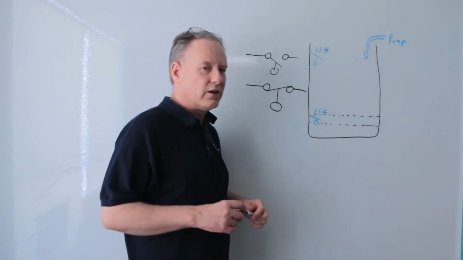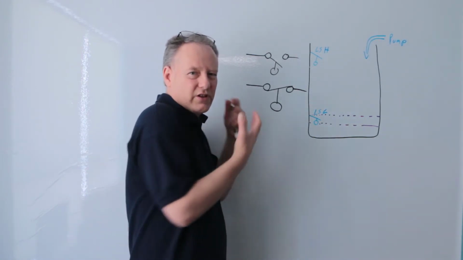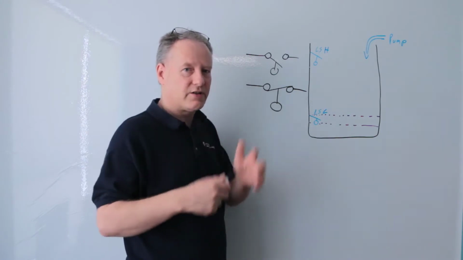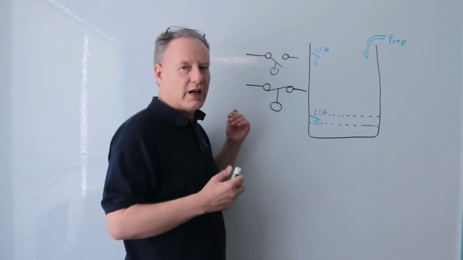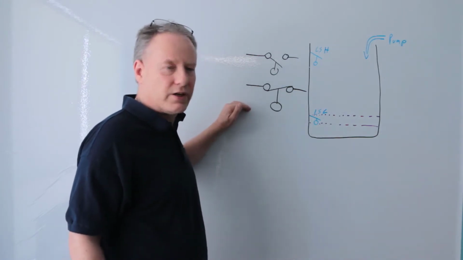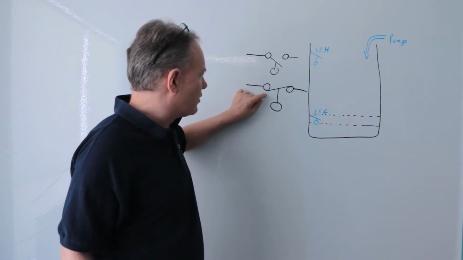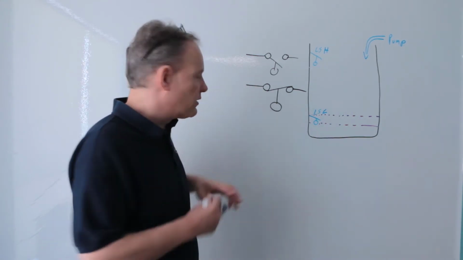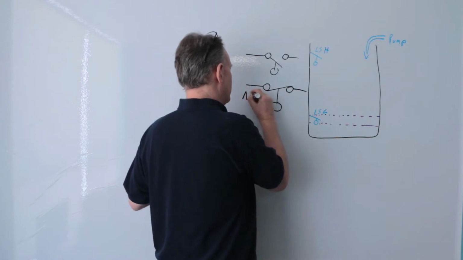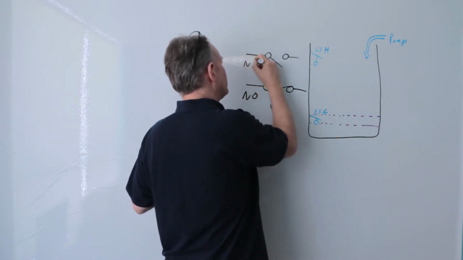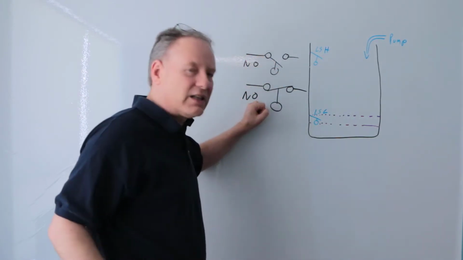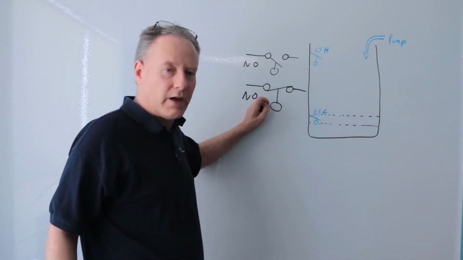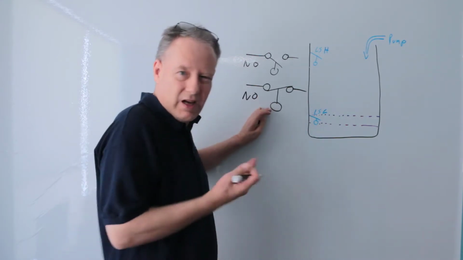So let's take a look at whether this is going to be open or closed. If liquid is below this level switch, it'll be in its normal state. Therefore, this normal state is closed because it's a normally closed. I'll label it normally closed, and this one is a normally open. So in its active state, it will be open. When the liquid goes above it, it becomes open.